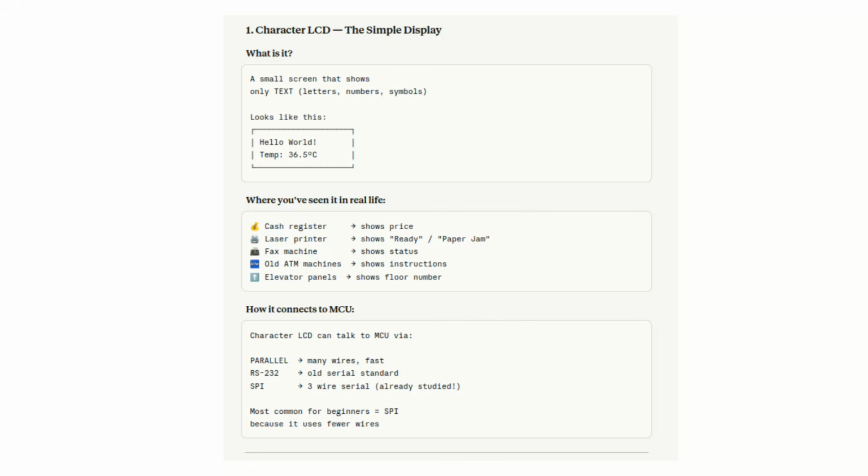Other examples are the elevator. In an elevator, there is one display to show the floor number. These types of displays are LCD displays. In a printer, there is one display to show ready or paper is done. Fax machines also have a display to show the status. An old ATM machine uses a display to show instructions. So these are examples of LCDs.